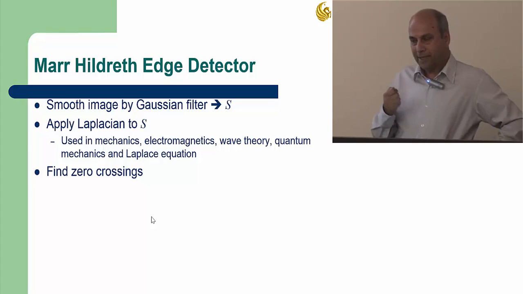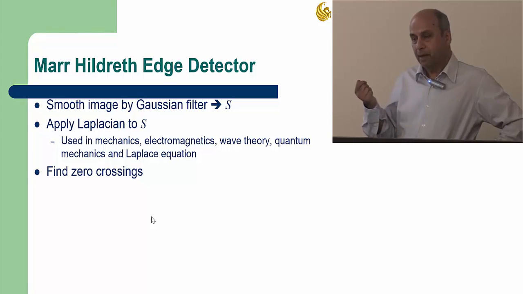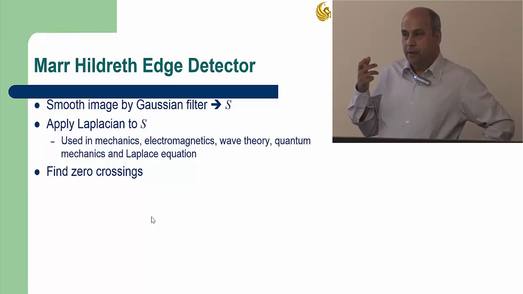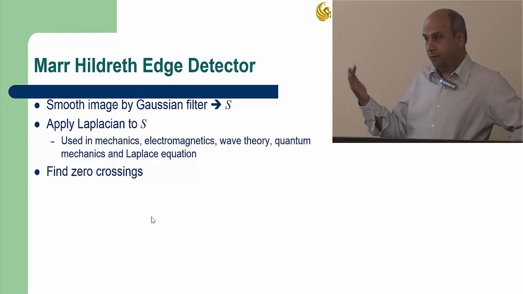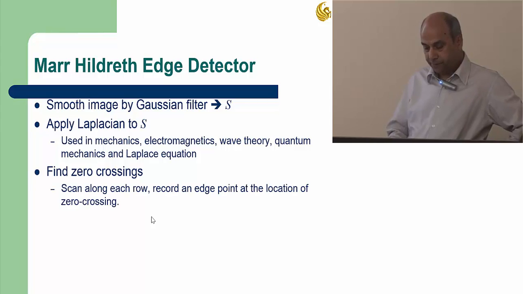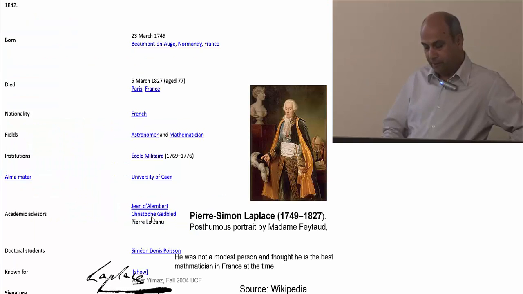And since we are finding a second derivative here, we look at a zero crossing as compared to maxima in the first derivative. The motivation was that it is easier to find 0 than to find the maximum or minimum, because for that you have to have a threshold, and then which threshold. So that was the thing. So we'll apply Gaussian, find the Laplacian, then we will scan the image, find the zero crossings along each row and along each column, and these will be the edges.